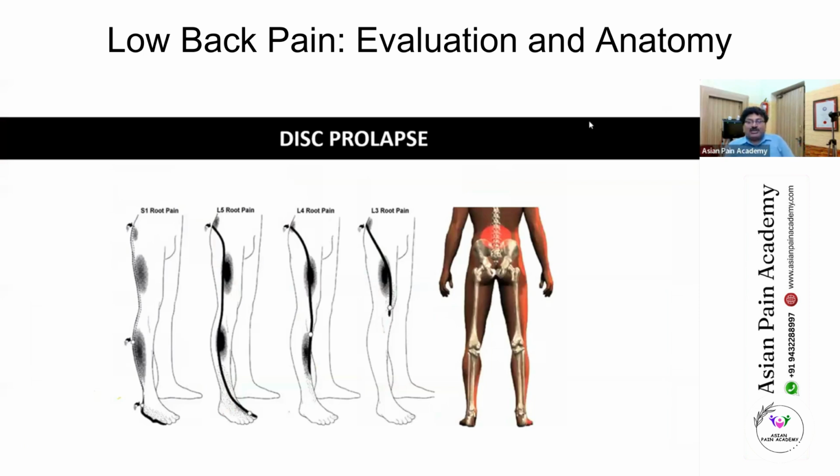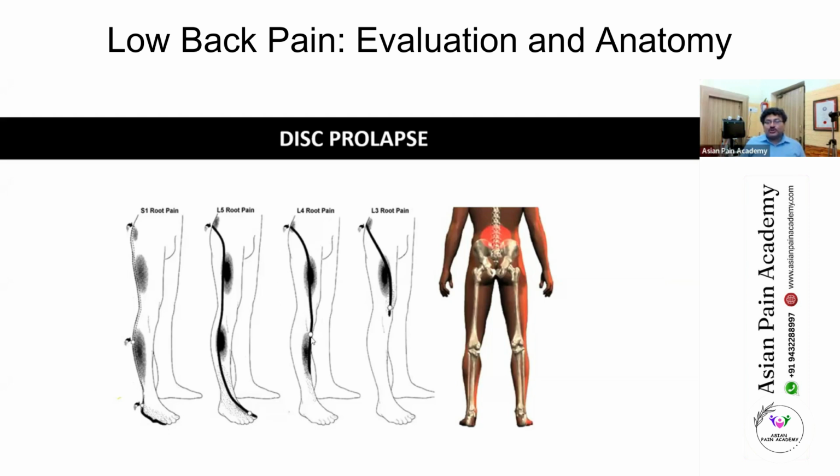So, how will be the pain? Here the pain will be dermatomal. That means it should go along the nerve root. This dermatomal distribution we know from the beginning, so we are not going to repeat it. But two important things: for L5, usually the pain comes in the great toe. For S1, usually the pain comes in the little toe.